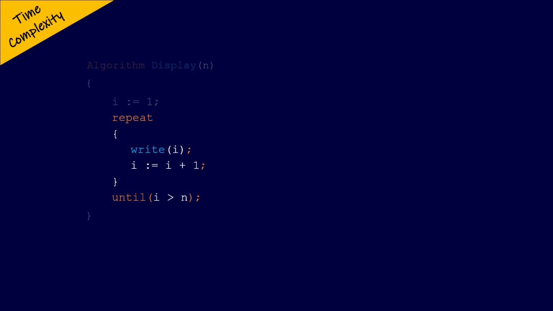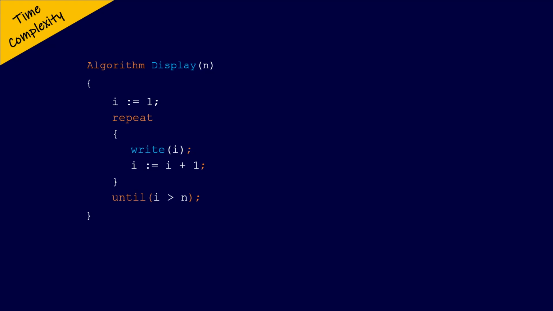Let us look at the pseudocode of this algorithm display and compute its time complexity. We will focus on the number of times the primitive operations are performed by an algorithm to compute the time complexity of the entire algorithm. This algorithm displays the numbers from 1 to n.